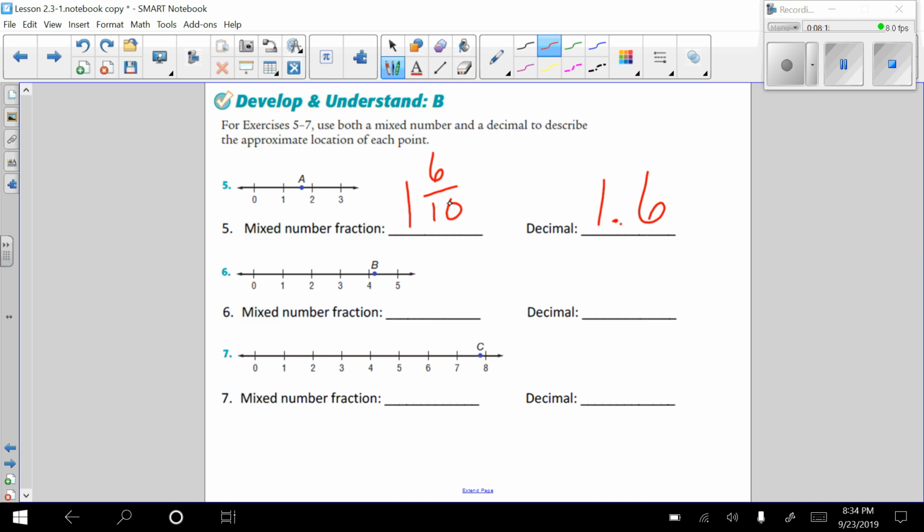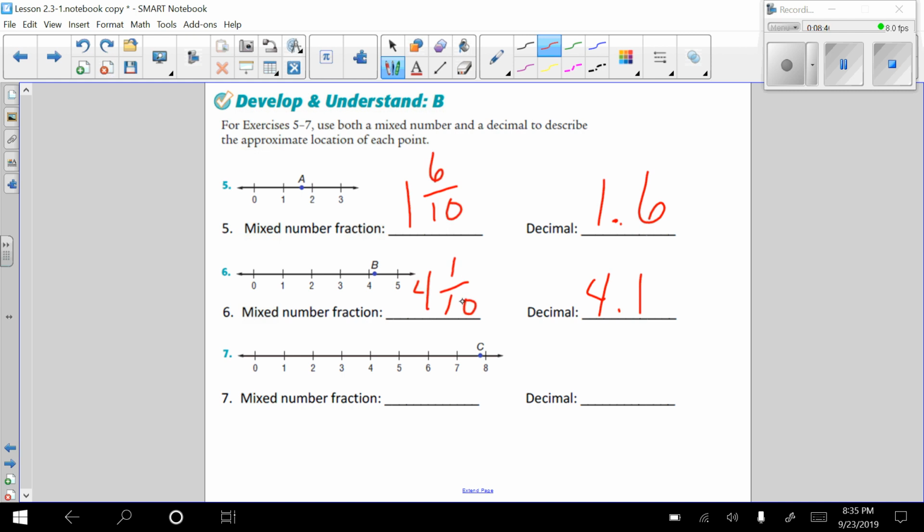Now look at B. Starting at 4, so I know that's my whole number. Is it more than halfway or less than halfway? That's the first thing I ask myself. Well, this is very much less than halfway. So I'm going to say it's approximately 0.1. So 4.1, I'm going to say, or 4 1/10. That's how I could write it as a mixed number.